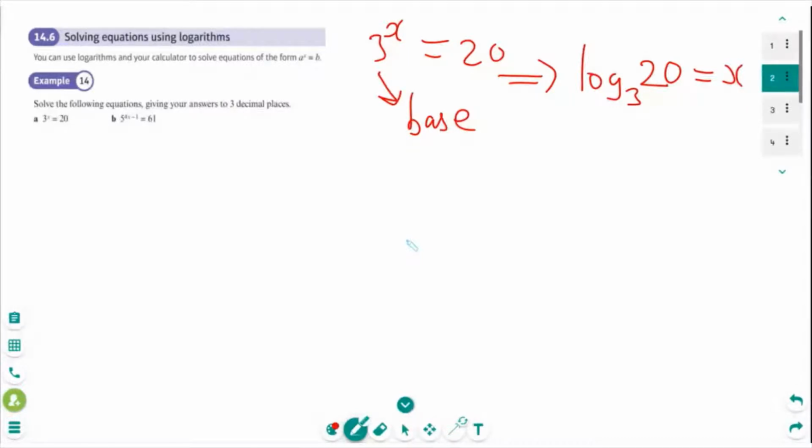Remember, on the calculator you have this function log, where you can enter the base 3 and the number 20. It will give you the value 2.727, if they want it to 3dp.